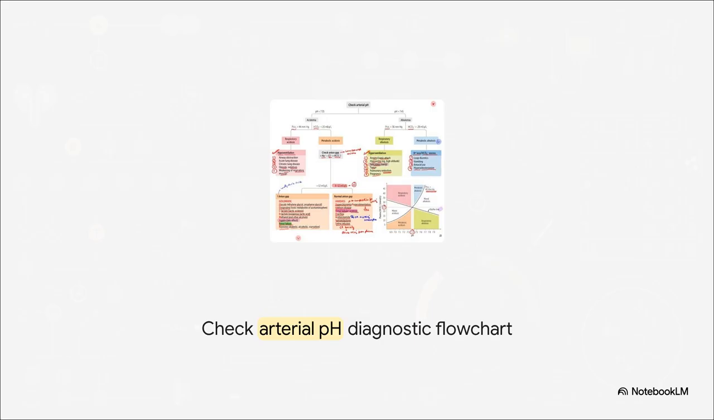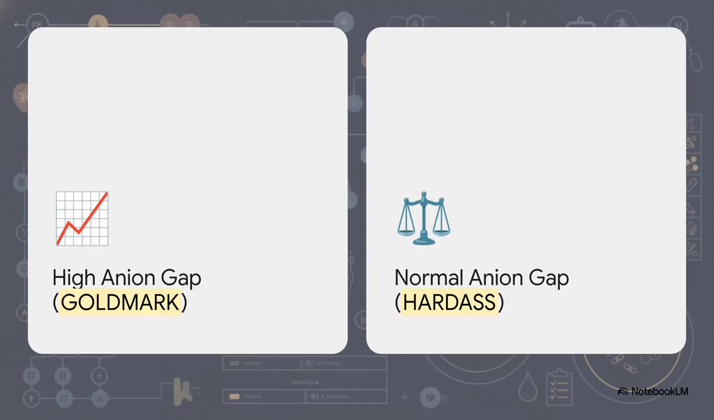Check that arterial pH. Under 7.35? Boom, you've got acidemia. Next, look at your bicarb. If it's low, say under 20, well, now you're dealing with metabolic acidosis. And that brings us to the absolutely critical branch point, checking the anion gap. This is where you need to anchor 2 huge mnemonics.